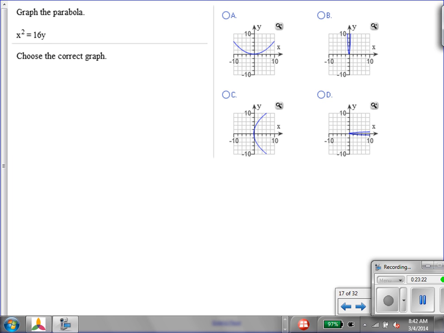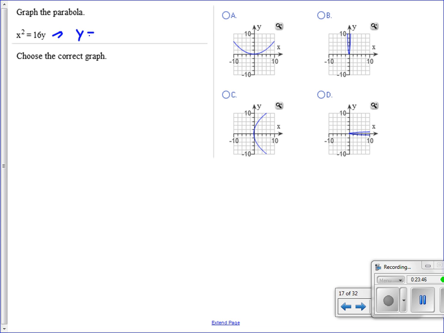Okay, this one's not too difficult. It says graph the parabola. First thing all you have to do is look at it to see which way it's supposed to open. Up and down. X squared opens up and down. And so we know already then that it's not going to be C or D. Okay? And we also know that the vertex is 0, 0, because we didn't translate anything.